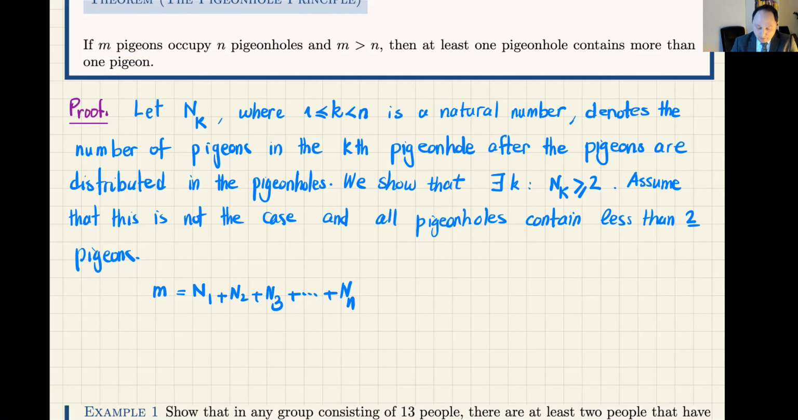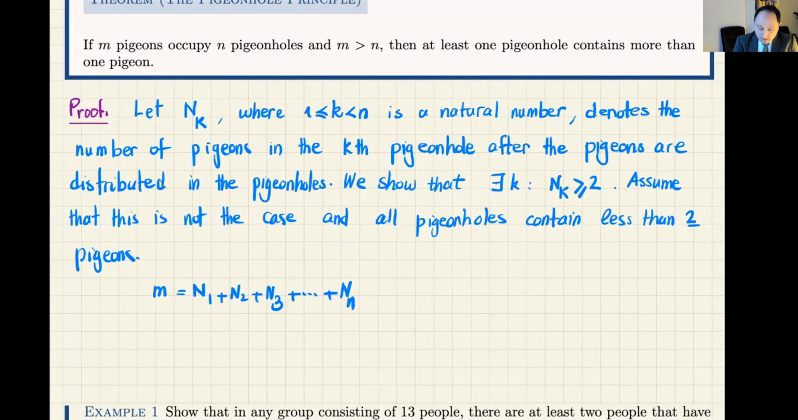Because the total number of pigeons is assumed to be m. And now I am adding the number of pigeons in the first one plus the number of pigeons in the second one up to the number of pigeons in the last one. So it is clear that this sum is equal to m, even though I don't know the values for these individual pigeonholes. But I know that the sum should be equal to m. But now, based on this assumption, all pigeonholes contain less than 2.